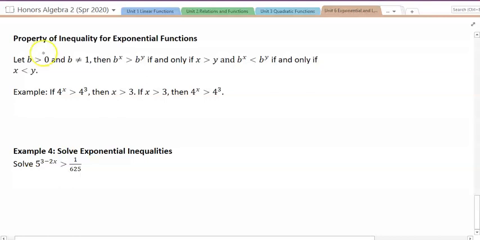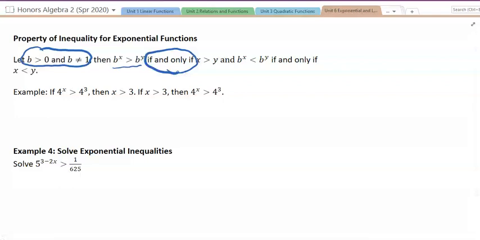And so the property says this, again, dealing with that b has its restrictions, that has to be positive and not equal to 1. If b to the x is greater than b to the y, then x is greater than y, and of course that flips because of our if and only if statement, because remember this is a two-way street when we use that notation. And if it's less than, of course our exponents would be in the same order, x less than y.